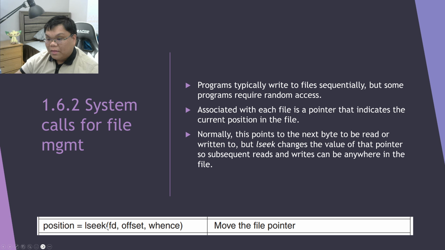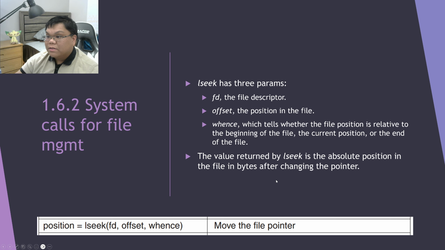So, lseek, this is a system call. We pass in our file descriptor, but we also pass in two more parameters. Of course, fd is the file descriptor, as I mentioned. Offset is the position in the file, and whence tells whether the file position is relative to the beginning, the current position, or the end. The value returned by lseek is the absolute position in the file in bytes after changing the pointer.